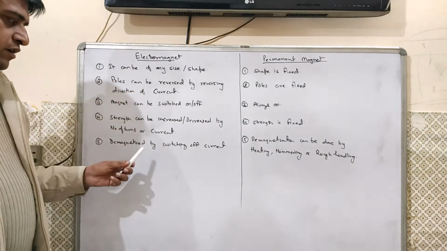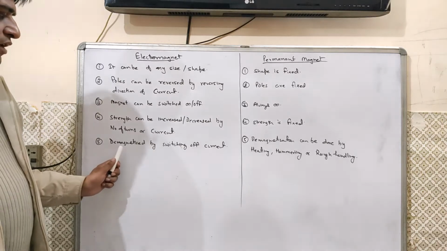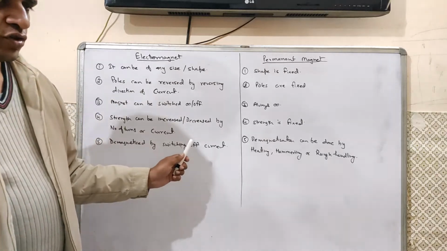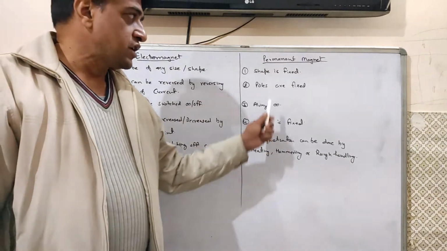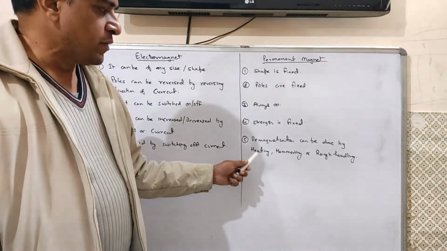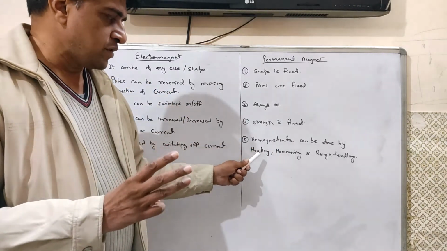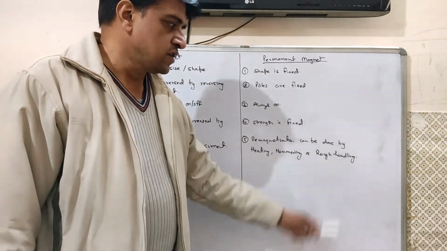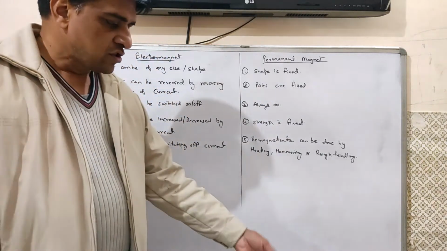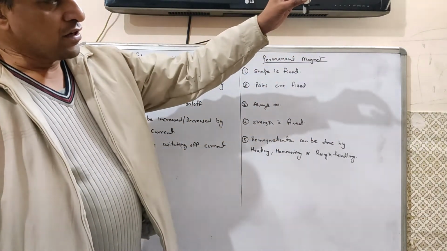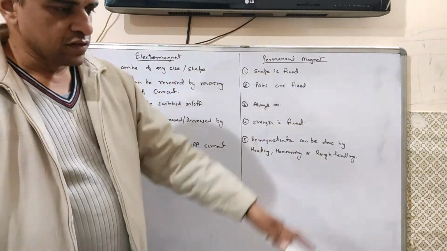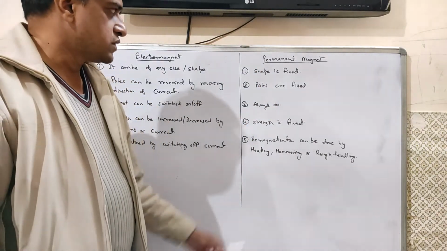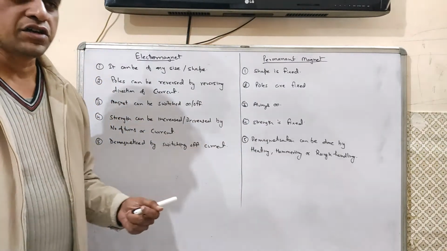Now, how can these magnets be demagnetized? In the first case, demagnetization is just by switching off the current. But a permanent magnet can also be demagnetized, by three methods. One is heating, second is hammering, third is rough handling. Rough handling means taking the magnet up, letting it free fall and strike the floor again and again. If you do this, your permanent magnet gets demagnetized.